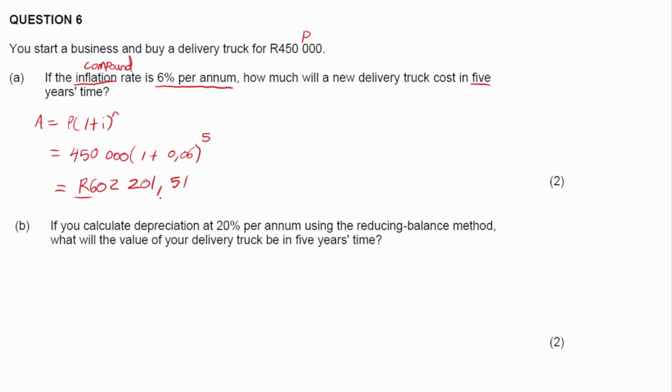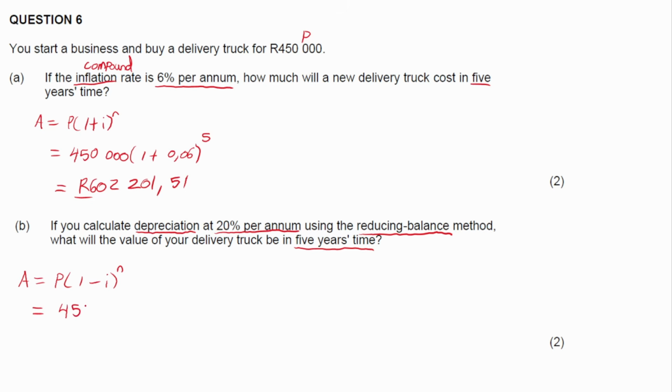And remember, as I said earlier, when we were working with finance, money is given to 2 decimal places. I know the instruction sheet says 1, but in finance, we do 2. Okay. Then for part B, we're doing depreciation at 20% per annum, using the reducing balance method. What will the value of your delivery truck be in 5 years' time? Again, the reducing balance depreciation method is given by this formula. Do you see how it's almost the exact same as compound interest, but just with a minus? Again, this is on your formula sheet.